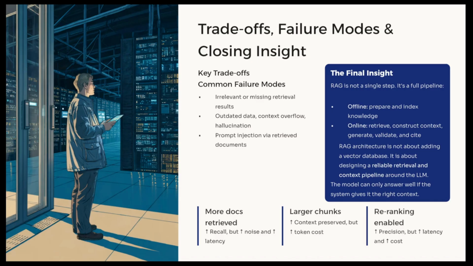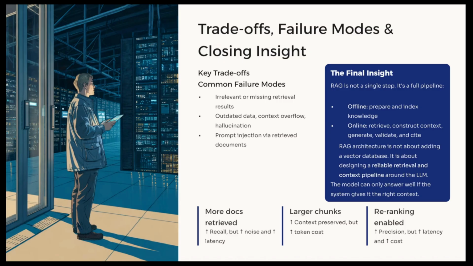RAG design has several important trade-offs. Retrieving more documents improves recall, but may add noise and increase latency. Using larger chunks preserves more context, but increases token cost. Using re-ranking improves quality, but adds latency and cost. Common failure modes include irrelevant retrieval, missing key documents, outdated data, context overflow, hallucination, and prompt injection through retrieved documents.